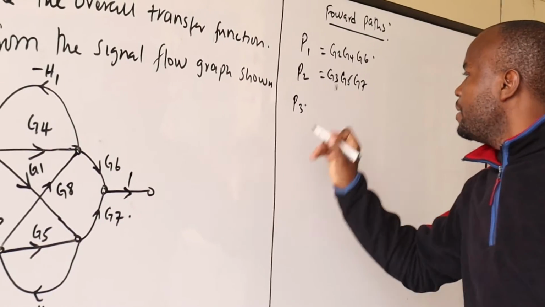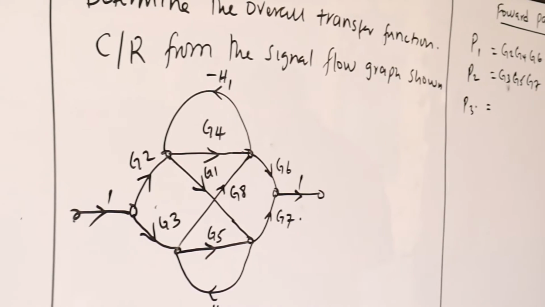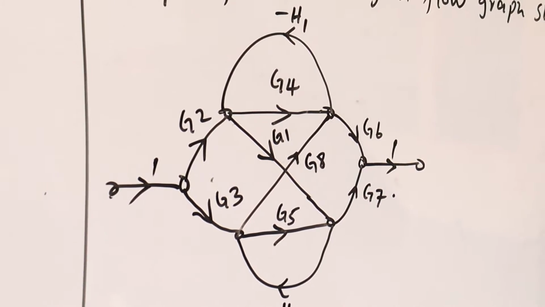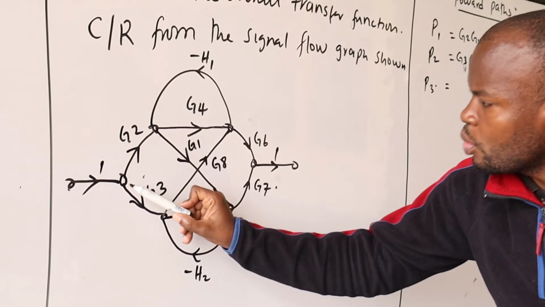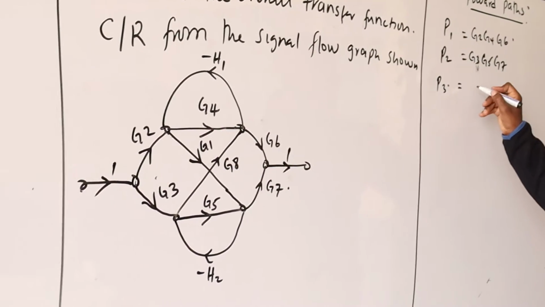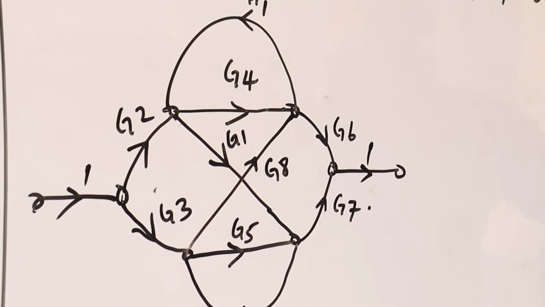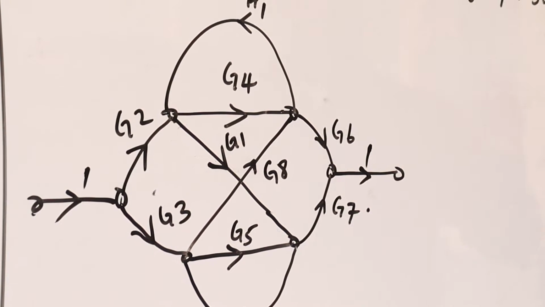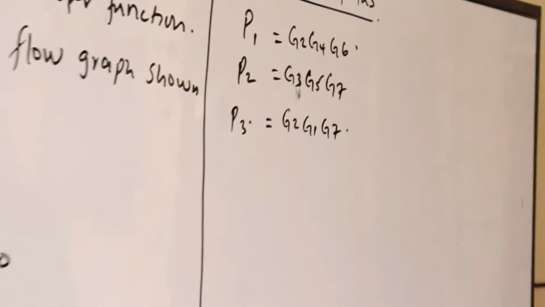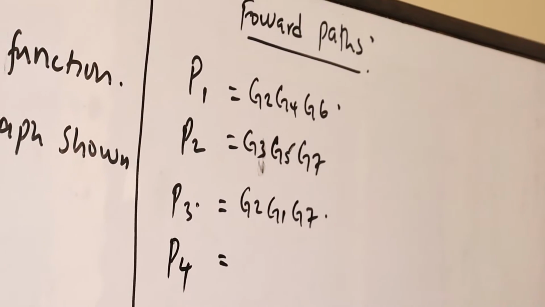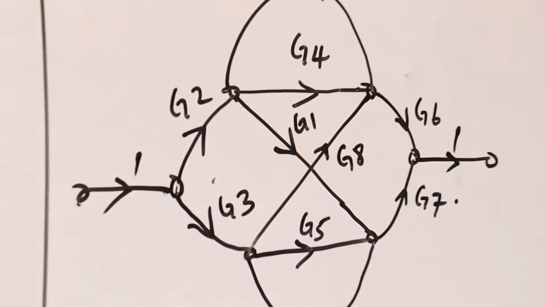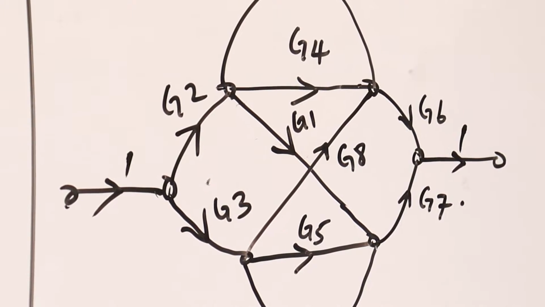We can talk of path 3, P3. Now we look at which other path can lead us from the input to the output. We can talk of G2 coming to G1, then G7. So G2, G1, G7 is another path that we can talk about. We can go ahead and look at the fourth path. The fourth path can be G3, G8, G6.